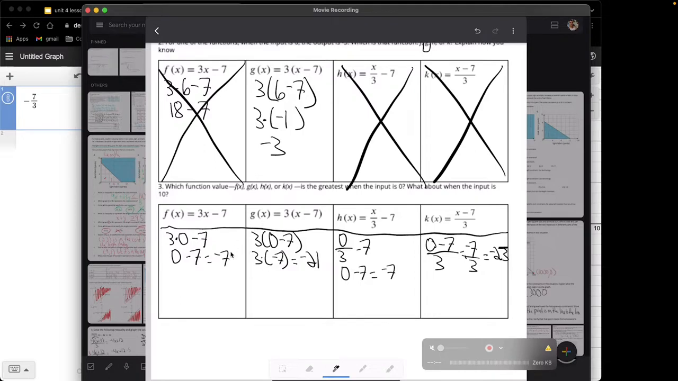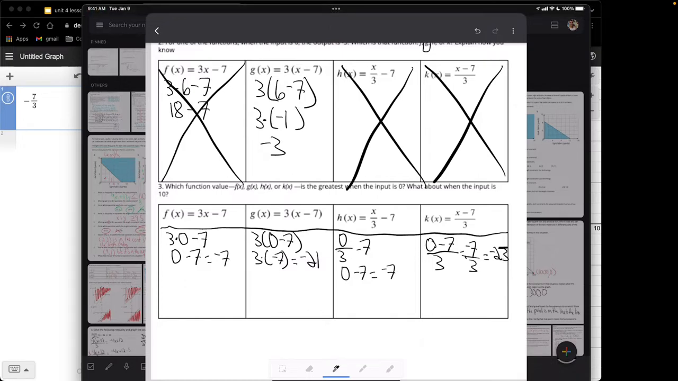So when I plug in 0, I get answers of negative 7, negative 21, negative 7, and negative 2.3. Out of those 4 answers, which one is greatest? That's going to be function k. So when the input is 0, function k has the greatest value.